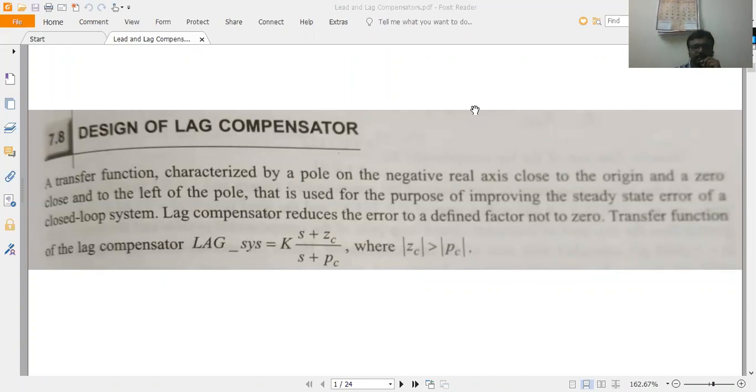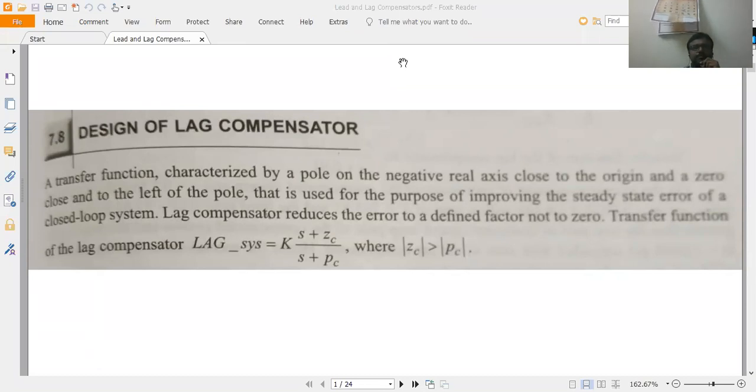Before entering into the design procedure of these two types of compensators, let me share one thing. These compensators, that means lag and lead compensators, are similar. Why? Because these are going to be represented with the same transfer function. But with a small modification, we can say whether that particular compensator is lead or lag.